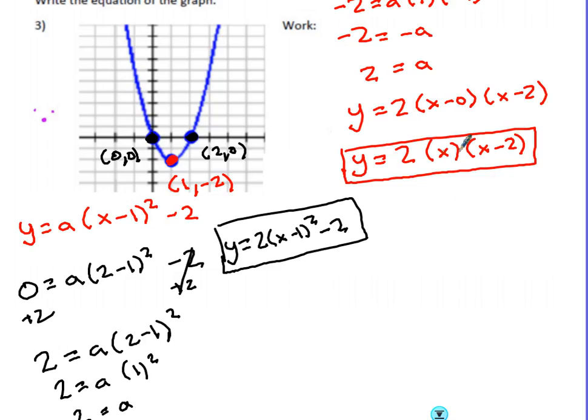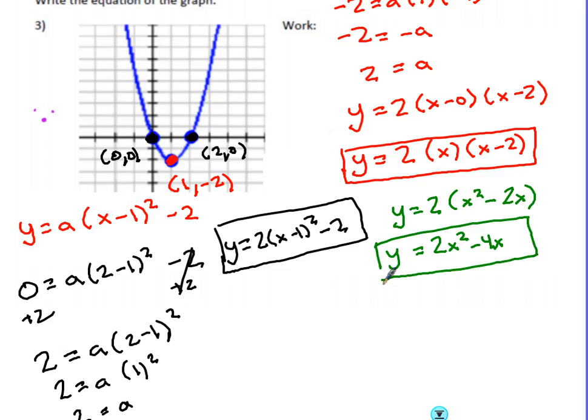I'm going to multiply x times x minus 2 to start. So that gives x squared minus 2x. Then multiply each of these terms by 2. So I end up with 2x squared minus 4x as the final solution in standard form. And again, that c value, in this case an invisible plus 0, indicates the y-intercept of 0.